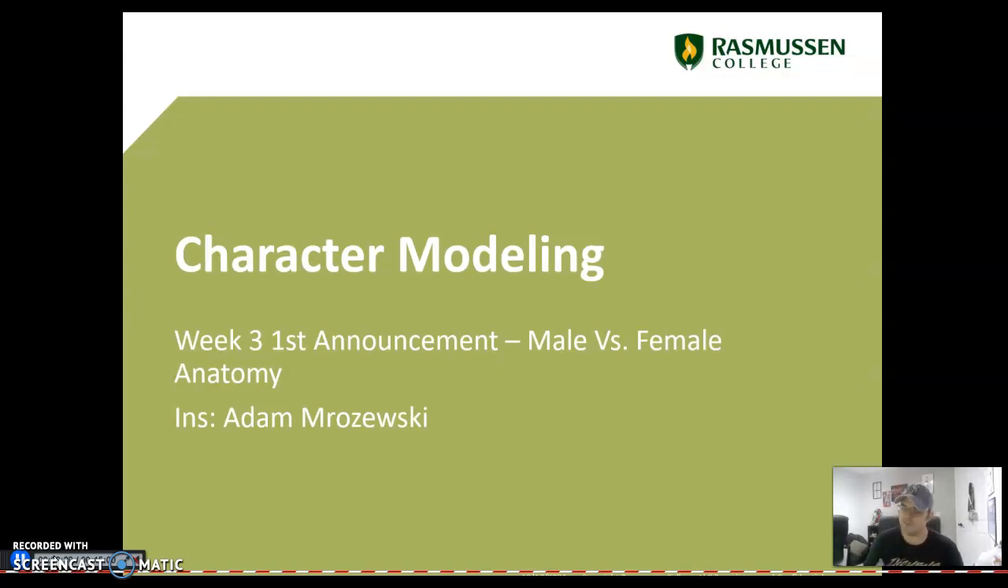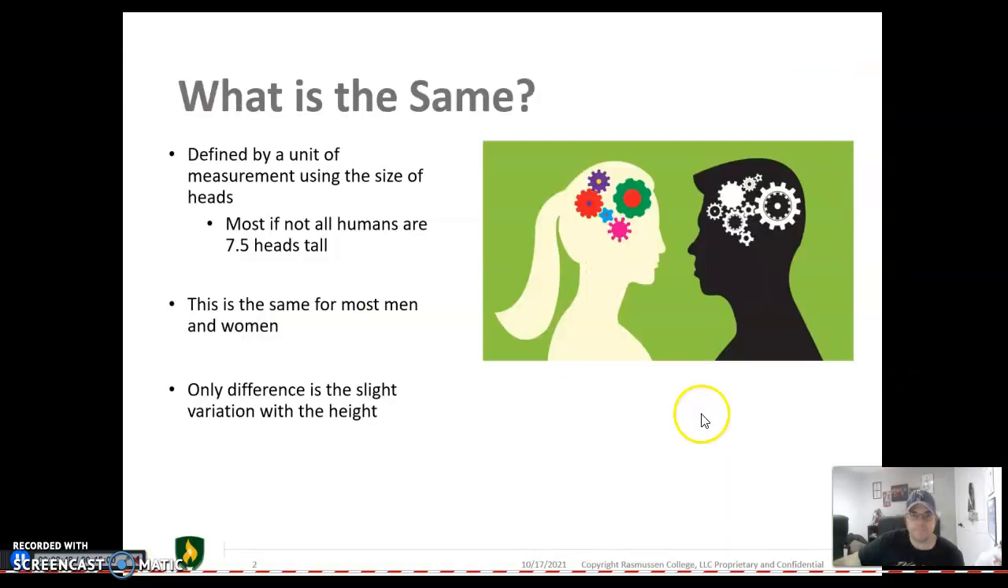But this week, I figured I'd talk about the assignments and what we're going to be talking about a little bit more. I figured I'd talk a little bit, as a design element, about male versus female anatomy. If your character's more female or more male, this can help you out, especially with the features and elements. So let's take a look at that real quick, and then we'll talk about your assignments and get into it a little bit more.